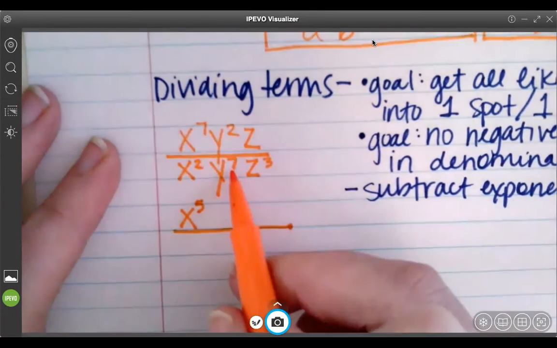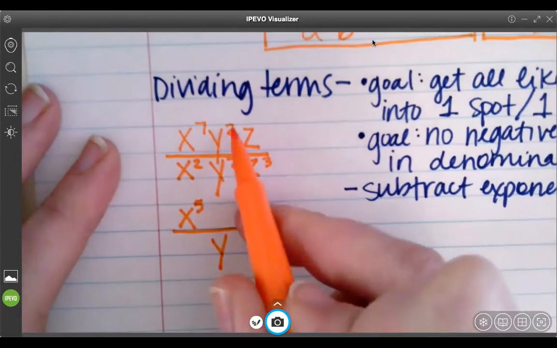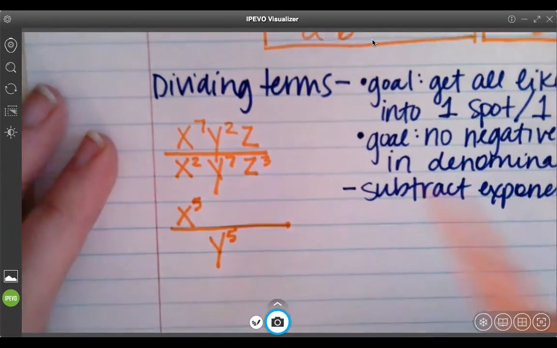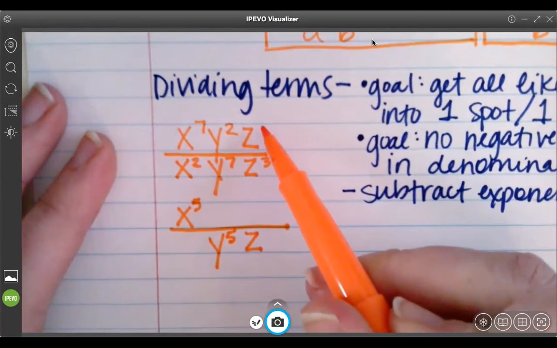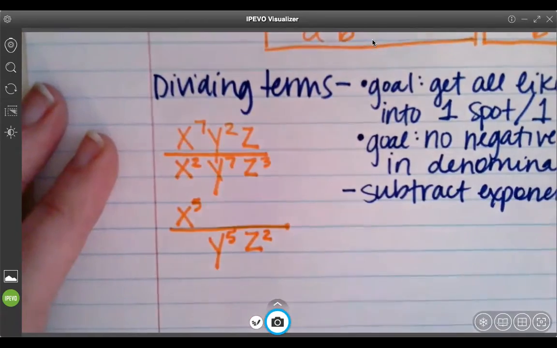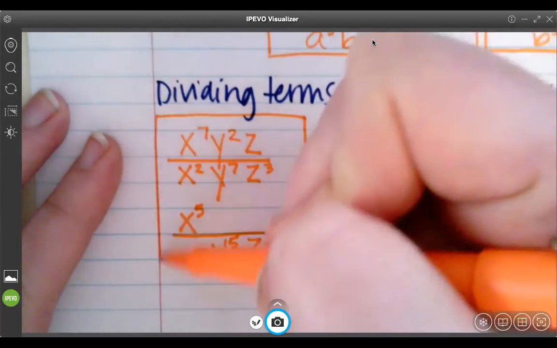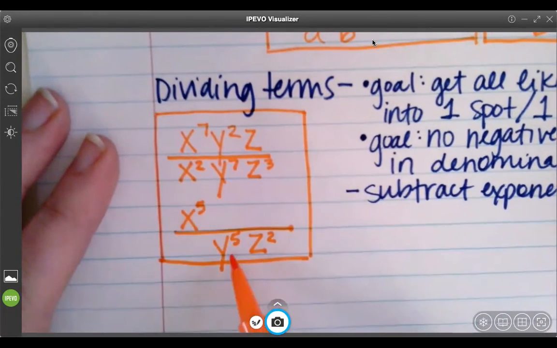My y's are bigger in the bottom, so I'm going to leave y's in the bottom. And then 7 minus 2 is 5. Makes sense. It's the same set of numbers. Z's are bigger in the bottom. What's the exponent on this top one? It's 1. So we're going to do 3 minus 1, which is 2. Now, the benefit to doing it that way is if you always do bigger minus smaller and you leave that where they were bigger, like we did here. I left the y's in the bottom because it was bigger in the bottom. If that's the way you do it, it'll get rid of your negative exponents automatically.